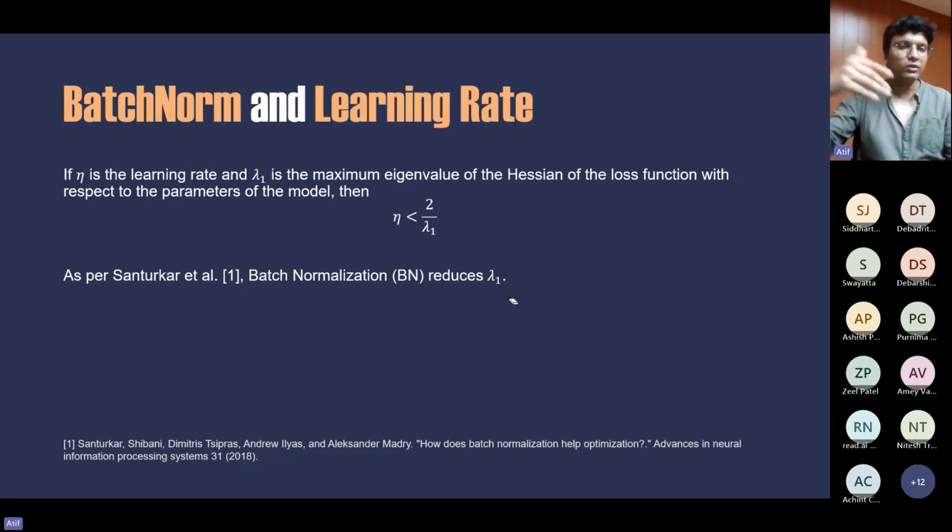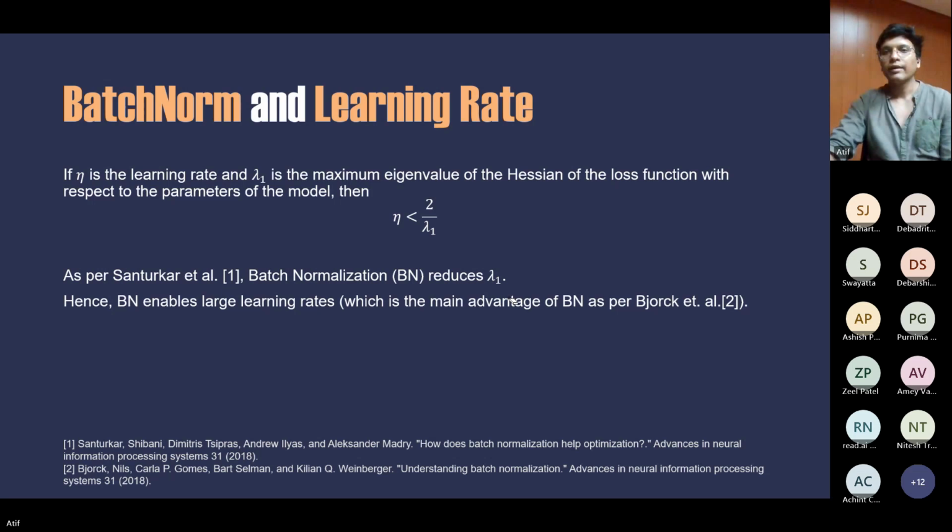So now you can actually use a larger learning rate, and larger learning rates have been shown to have a lot of performance benefits like regularization and also letting you achieve your preferred goal on the training loss much faster, because you're taking larger steps now. So it's always preferred to have a larger learning rate. And it turns out that the entire power of batch normalization comes from the fact that it reduces lambda 1.